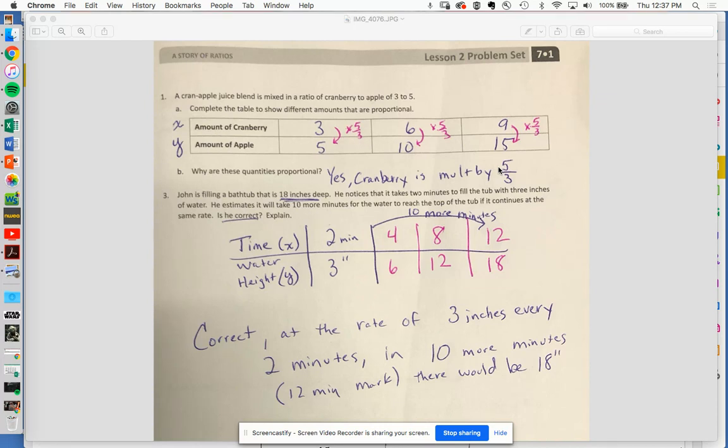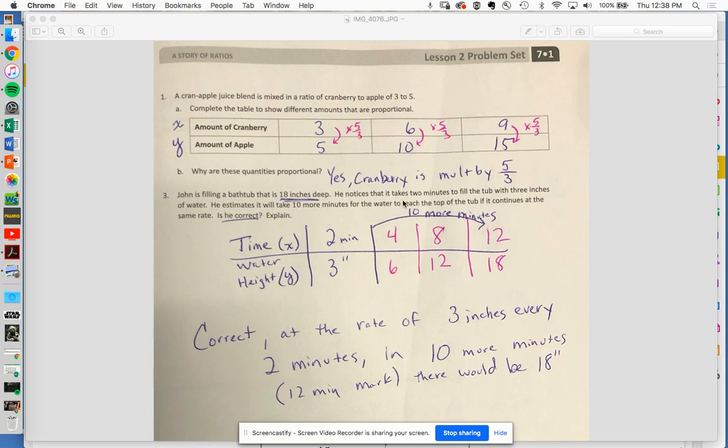Okay? Next one, John, he's a busy guy. He's filling a bathtub with some water. Needs to have it 18 inches. Okay? Now he notices that it took 2 minutes to fill it with 3 inches of water. He estimates or thinks it will take 10 minutes to get up to the full mark, which is 18 inches.